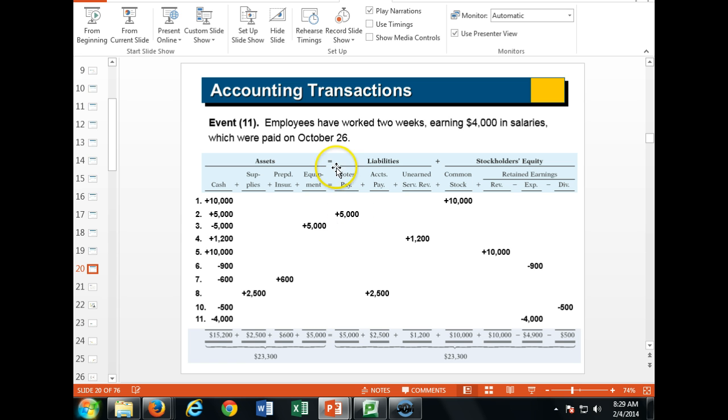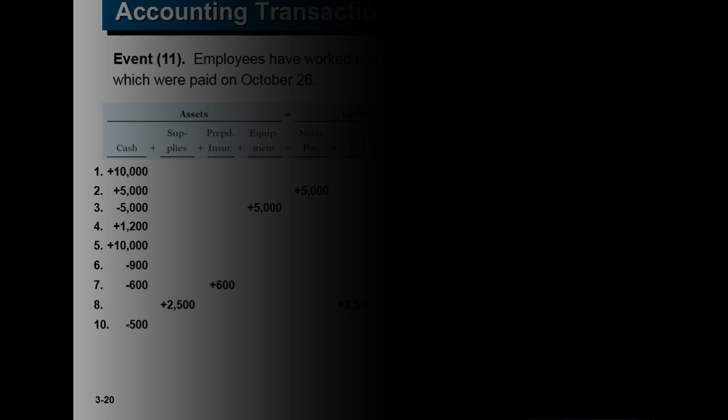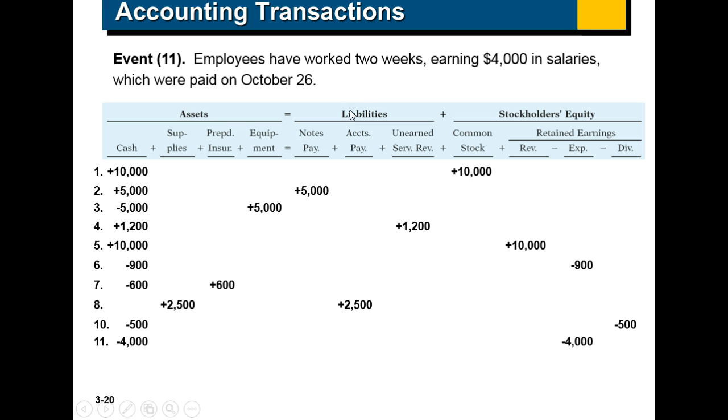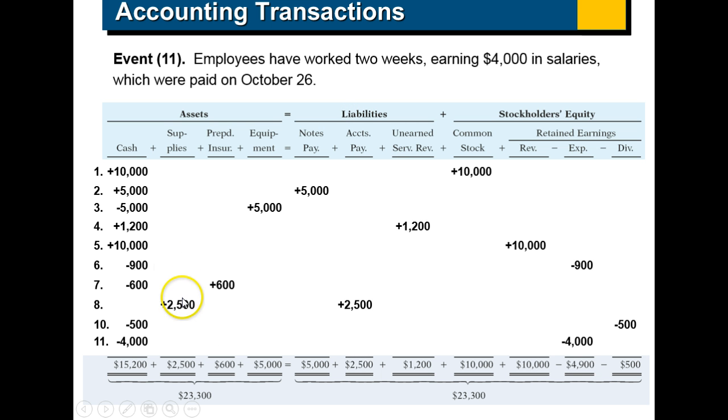So basically what I want you to see is when we look at our liabilities and look at our notes, accounts, and unearned revenue, and then we add up our stockholders' equity, do you see, guys, that our assets of 23.3 equal 23.3? Do you see how it all balances? Isn't that the way it's supposed to work there? Yes. Okay, so our 23.3 of assets equal our liabilities plus stockholders' equity of 23.3.